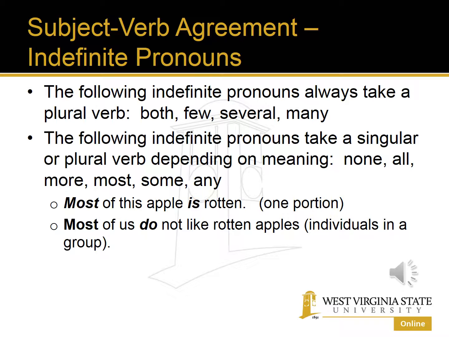So to give you an idea here, let's look at a couple of examples. Most of this apple is rotten. In that sentence, the concept of most is one portion of the apple. So we use the singular verb is. However, when we think about individuals in a group, if most means individual people, such as most of us do not like rotten apples, then most is plural and we need to use the plural verb, in this case do, or do like.